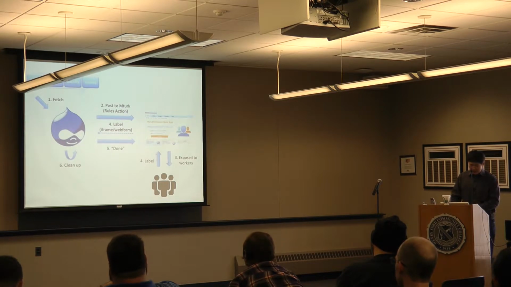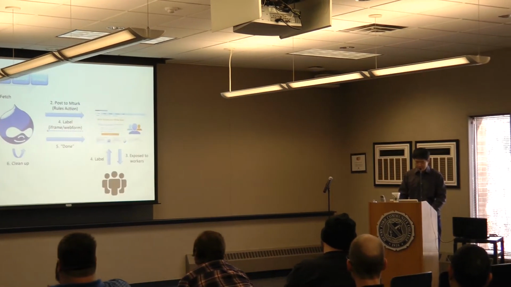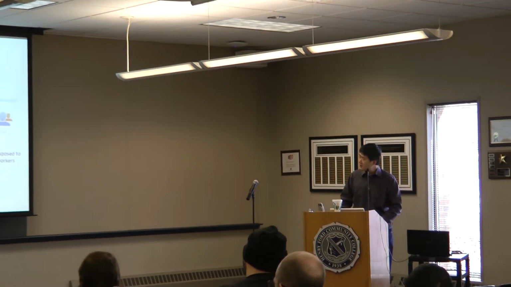This process is fully automated. So every hour there would be 30 articles coming to the system, and some of them get posted to Mechanical Turk. Usually we get labels after 30 minutes. We get some of these articles labeled. So that's this part. Any questions so far?